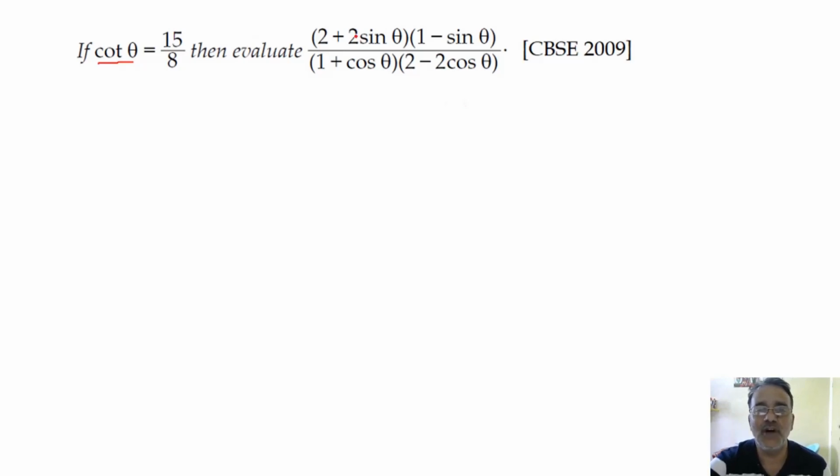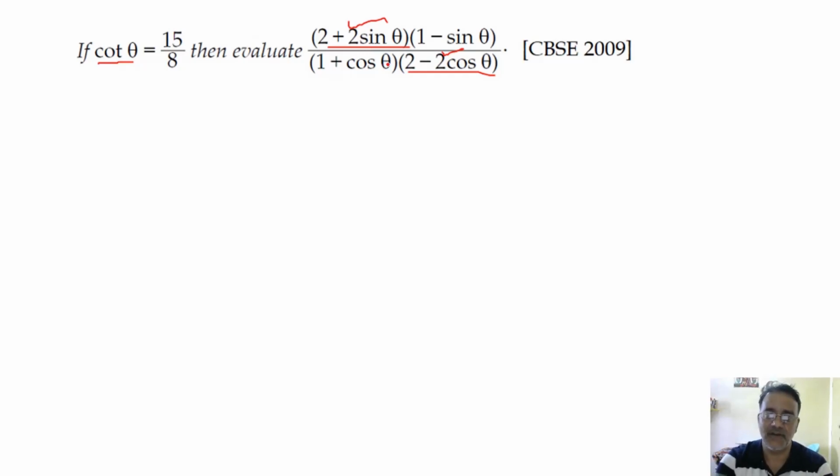You can take 2 common from here, and 2 common from here. So what will remain here, and what will remain here? What about this one? If you take 2 common, 1 minus cos theta down, 1 minus cos theta. What is up? 1 plus cos theta. 1 plus sin theta. Right, 1 plus sin theta. Okay, fine. So that is clear?